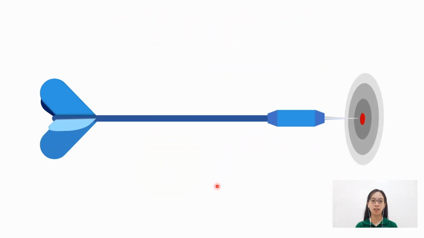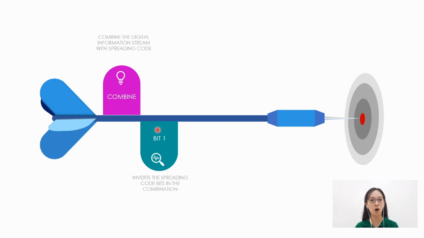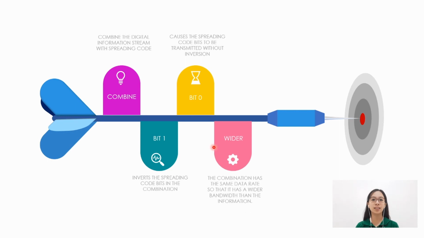One method used in DSSS is to combine the digital information stream with the spreading code bit stream using an exclusive OR. Note that an information bit of 1 inverts the spreading code bits in the combination, while an information bit of 0 causes the spreading code bits to be transmitted without inversion. The combination bit stream has the data rate of the original spreading code sequence so that it has a wider bandwidth than the information stream. The data rate is equal to the original spreading code.